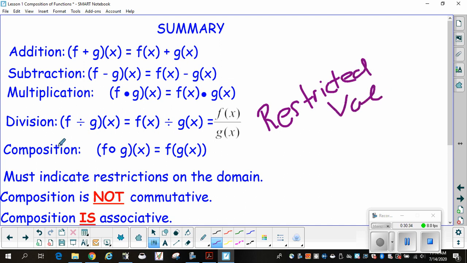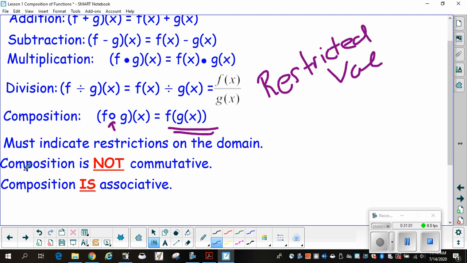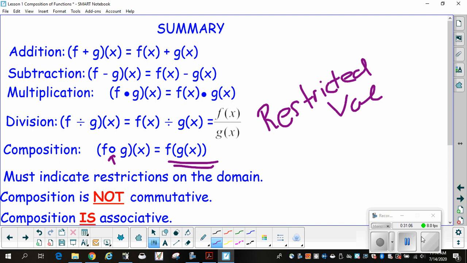Restricted values. Composition, that's an open dot, not closed. Open means composition. This is really the preferred way. So even if I see it written this way, I would change it to this so that it tells me clearly I'm going to take whatever g of x is and plug it in every place where there was an x in f. Now, you must indicate restrictions on the domain. Composition is not commutative. Composition is associative. That's it. That's lesson 1, composition of functions.